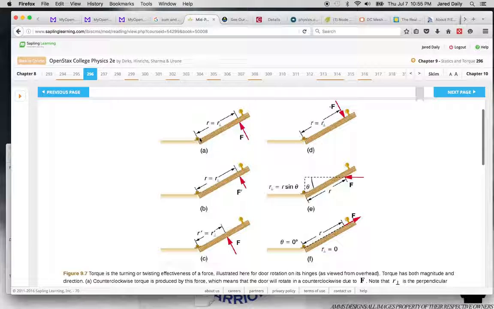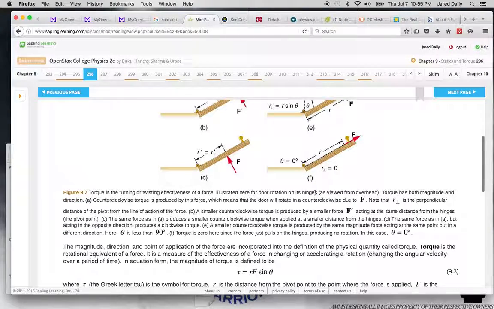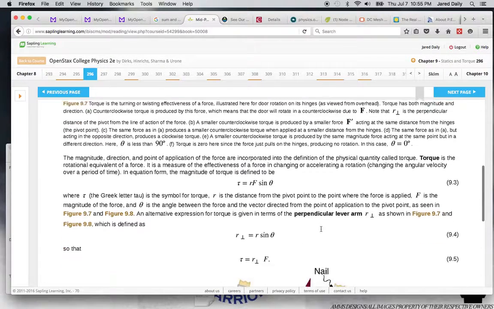We have to consider the radius, or the distance from the rotational point to where the force is being applied, and we call that distance r. We have to consider the angle that the force is making with that r, so the angle between the force and the r vector, the distance vector, we call theta. And it's 90 degrees when you've got this angle like this, and it's 0 degrees when you've got this one right here.